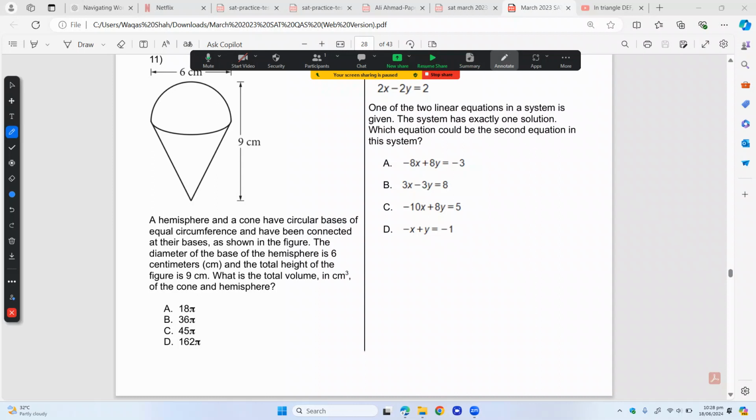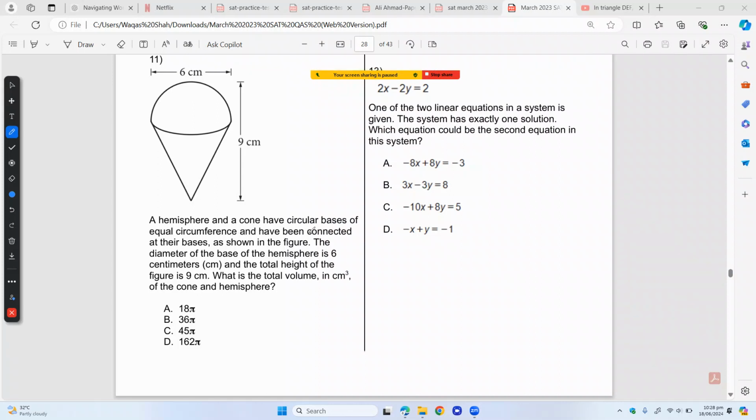Okay, in question 11, we have a hemisphere and a cone that have circular bases of equal circumference and have been connected at their bases as shown in the figure. The diameter of the base of the hemisphere is 6. So it means that if this is the center, then the diameter is 6, so this will be 3, and this is also 3. We have to find the volume of the whole structure.